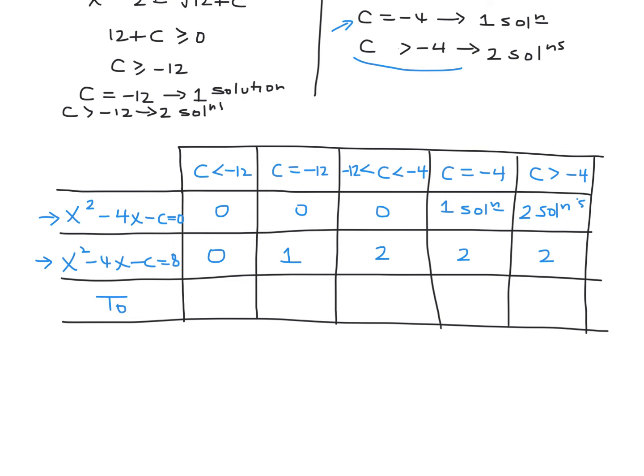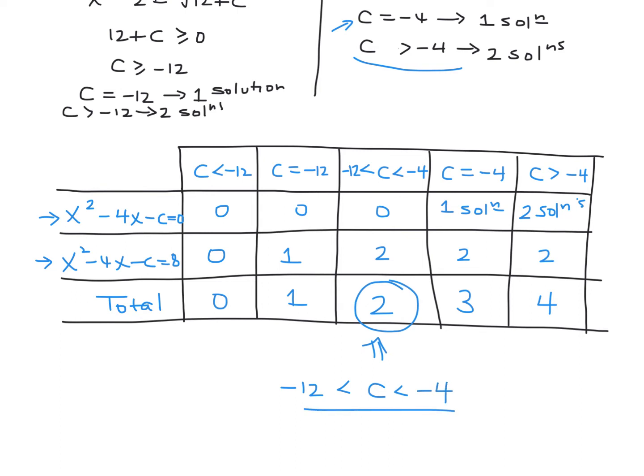Okay, now we got to look at the total. The total has to be 2. 0 plus 0 is 0, 0 plus 1 is 1, 0 plus 2 is 2, 1 plus 2 is 3, 2 plus 2 is 4. We want this guy right here, and that is for the interval minus 12 to minus 4. A little bit, not very tricky, but you got to take into consideration the total aspect of this question, not just look at individual equations.